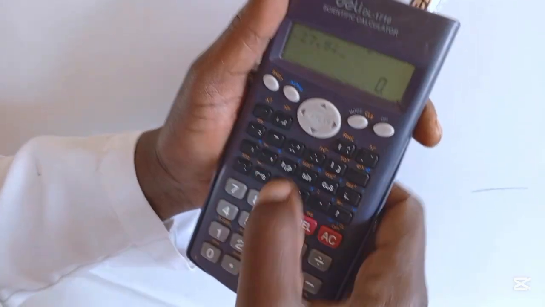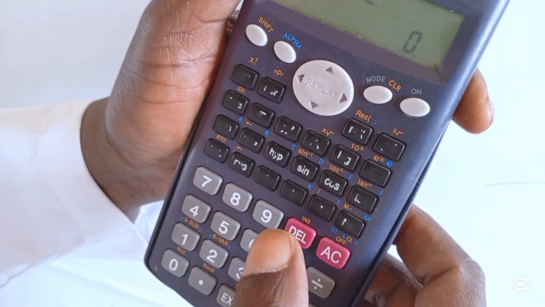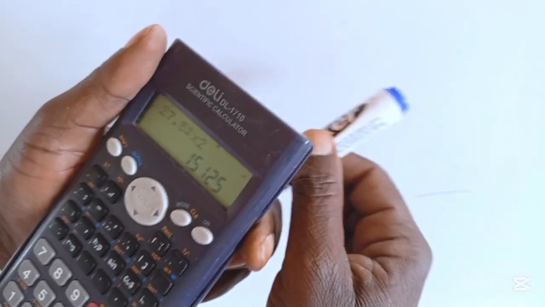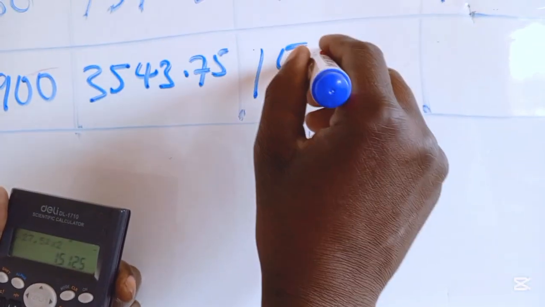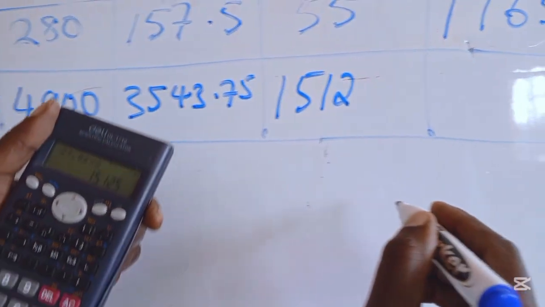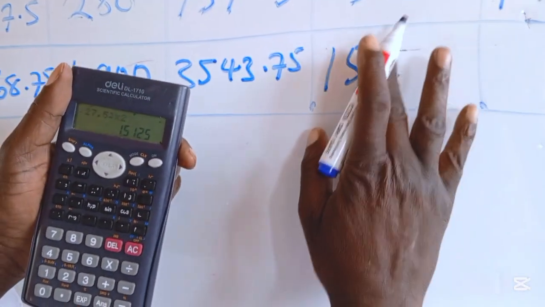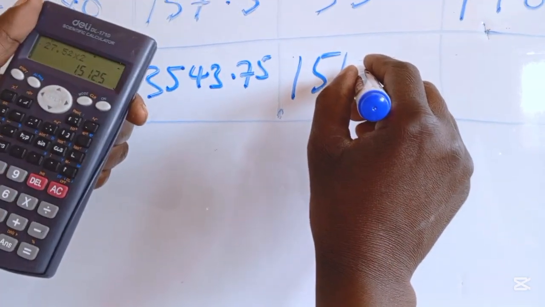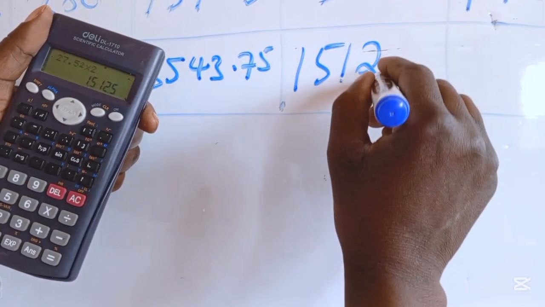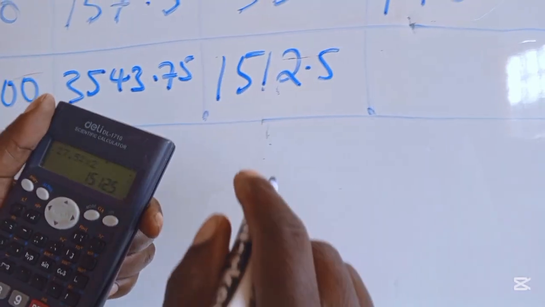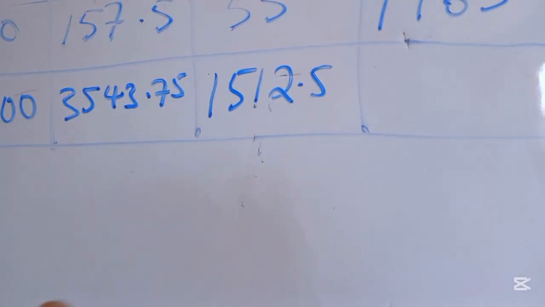Of course, you continue, you say 27.5 squared multiplied by 2. Of course, you get 1,512.5. Be careful, you have to be very careful. So this is our last figure.